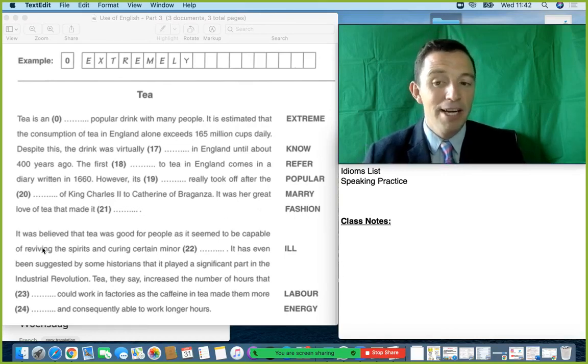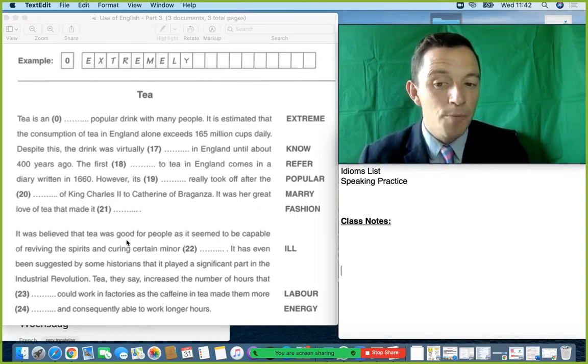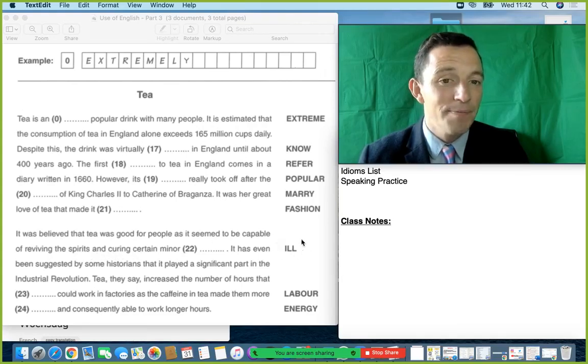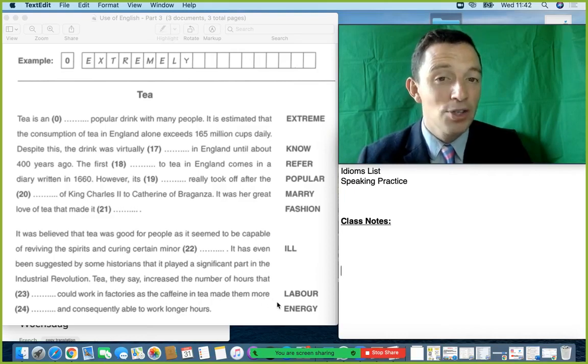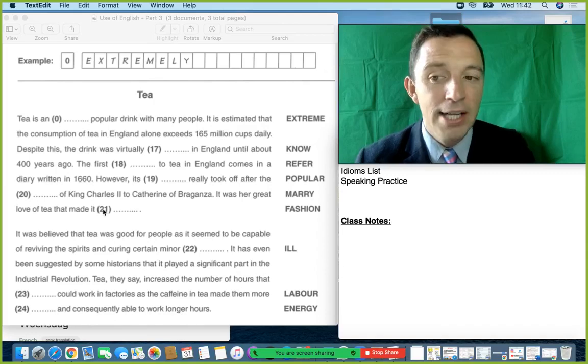Okay, and the final paragraph, it was believed that tea was good for people as it seemed to be capable of reviving the spirits and curing certain minor ills. Okay, it has even been suggested by some historians that it played a significant part in the Industrial Revolution. Tea, they say, increased the number of hours that labour could work in factories, as the caffeine in tea made them more energetic, okay, and consequently able to work longer hours.